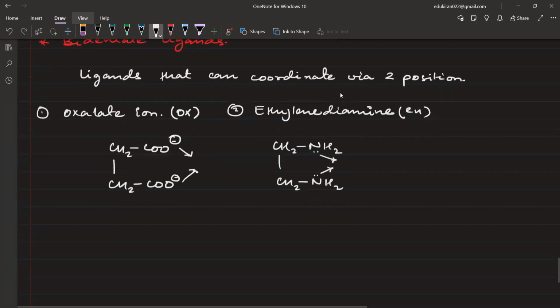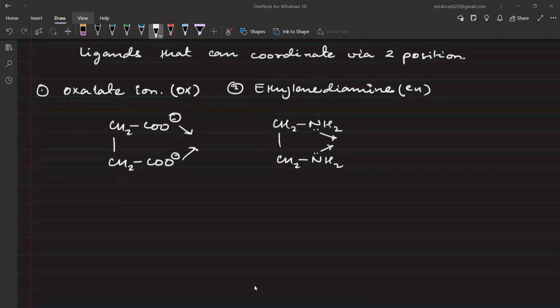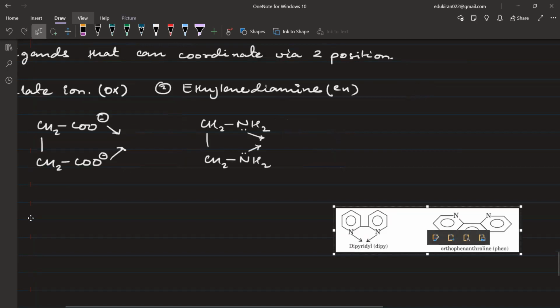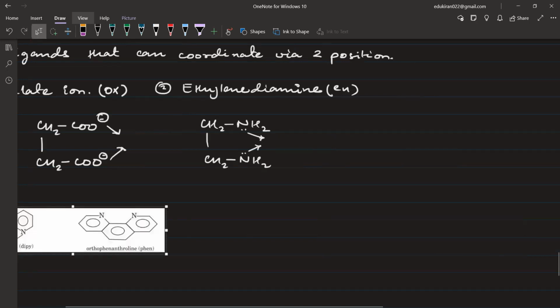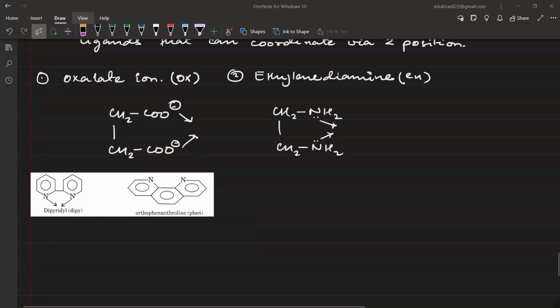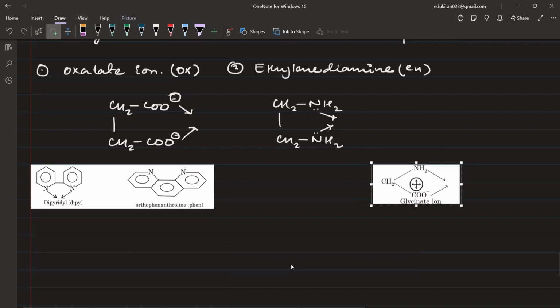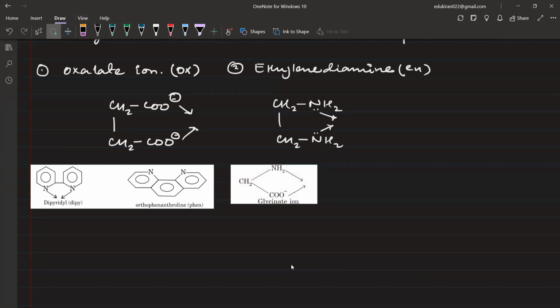Now after that, write the structures of those that are not very important. The formula in the bracket is how it will be written in the complex formula. Glycinate ion is written as GLY. You will not see these very much, but the two most important ones are oxalate and ethylene diamine. Oxalate has 2 negative charges, ethylene diamine is neutral.